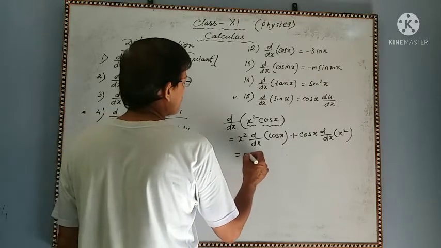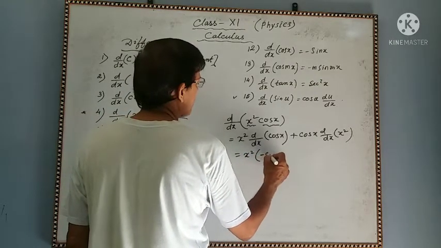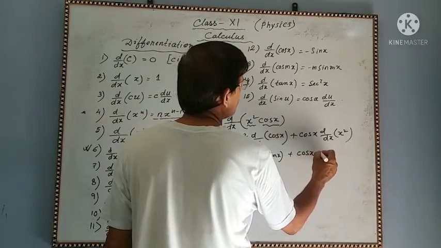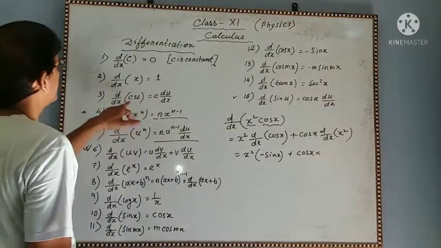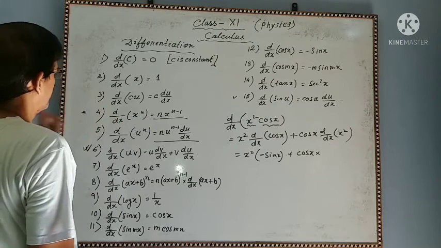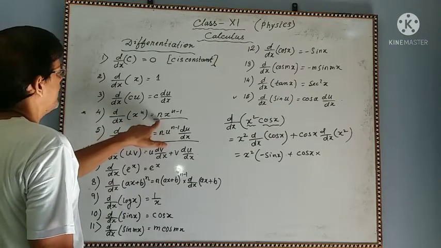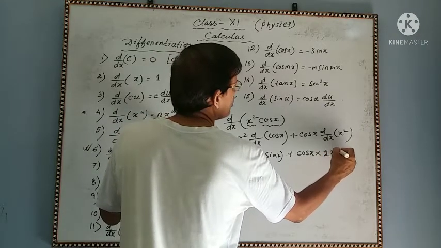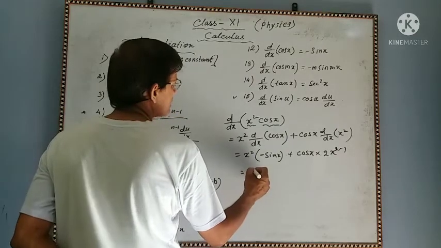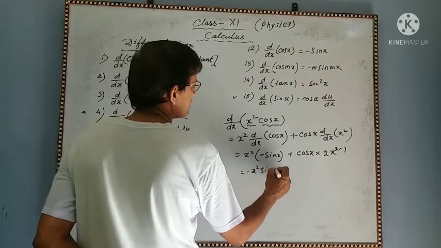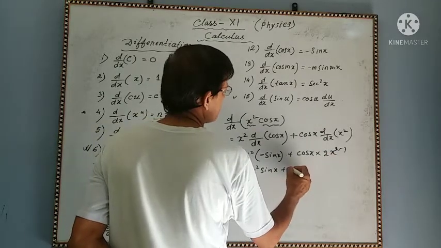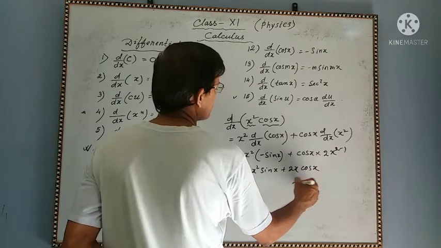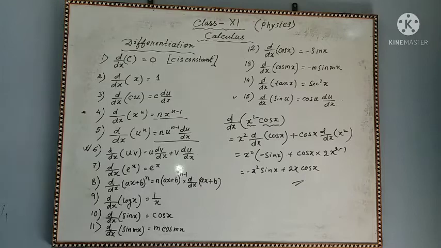So x square, and this will be minus sin x, plus cos x into, what is the differentiation of this? By this formula, first n, here n is 2, then n minus 1 means 2 minus 1. So this is minus x square sin x plus 2x, 2 minus 1 means x, 2x cos x. Okay.